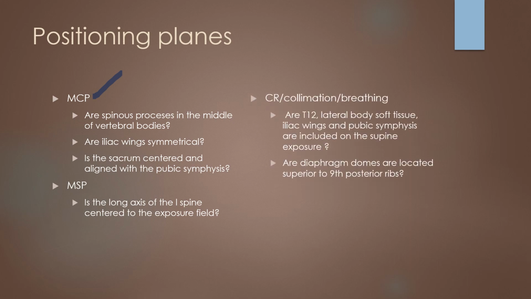For my CR, collimation, and breathing, I need to see T12, the lateral body soft tissue, iliac wings, and pubic symphysis, all included on the supine exposure. So we need to see from T12 down through the pubic symphysis. And if I am doing an upright, then I need to see about T9 down to wherever the image receptor ends.